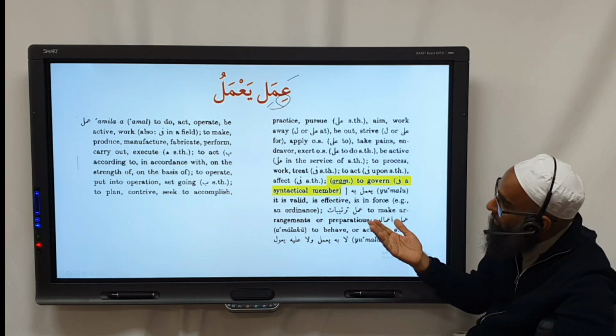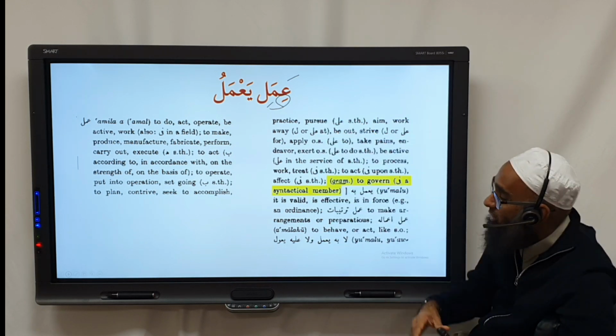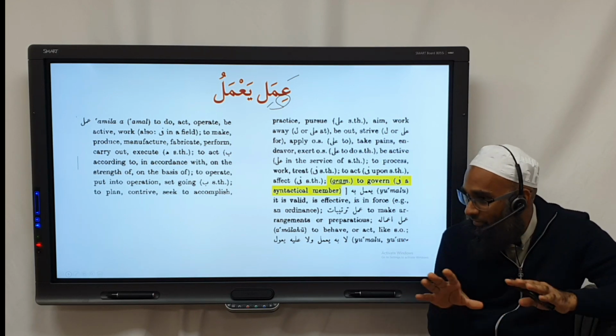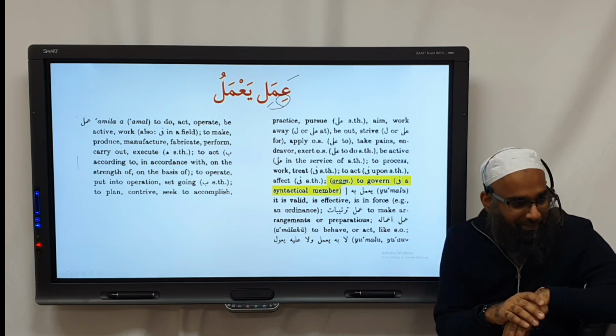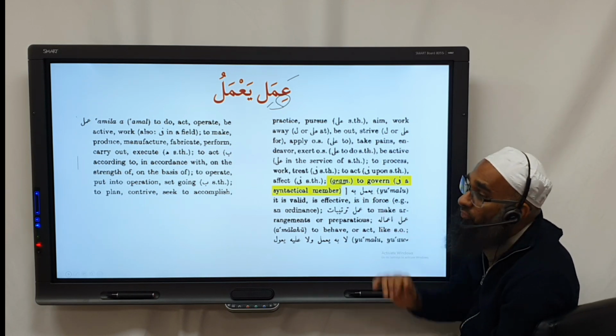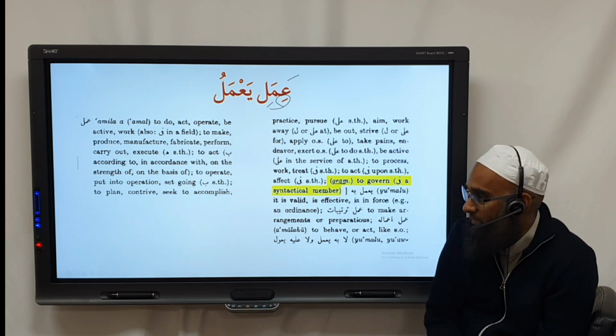So amila ya'malu, if you're talking about deeds, in the Quran Allah says amilu salihat, meaning they do good deeds. That's about deeds. But amila in a grammatical sense means what? It means to govern. Let me explain what that means.